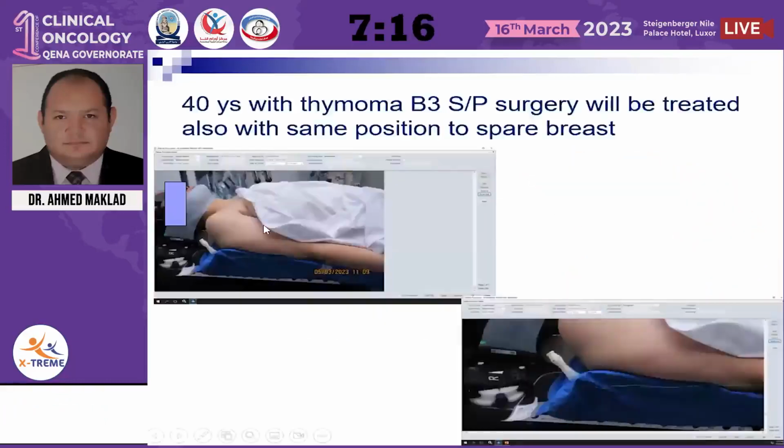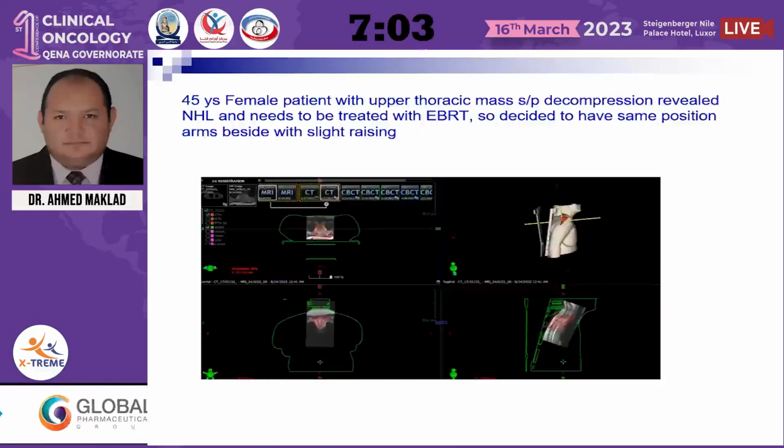So we treated some patients with the same technique, even some of them solid tumors away from the lymphoma. We used the same with one patient, one-sided normal, treated with surgery. And we did the same position just to decrease the exposure of the breast, and also the same here for one patient with an upper thoracic mass, non-Hodgkin lymphoma, and we treated the same to decrease the exit dose of the radiation up in the breast.